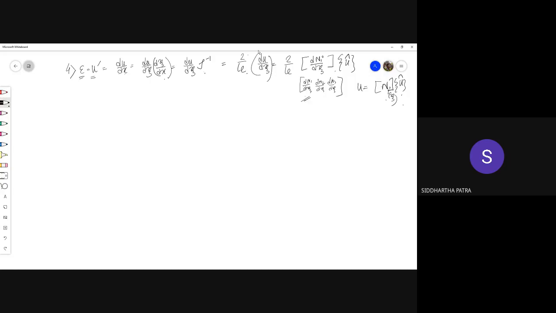Okay. And this whole thing is essentially the B matrix. So in the end, this quantity is B times U hat. Try to get the expression for B.